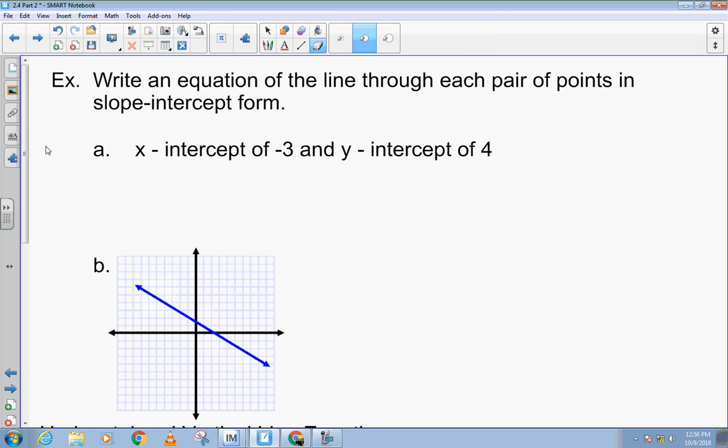Okay. Here's another one. Just write the equation of a line for each pair of points in slope-intercept form. Alright, so they give us the x-intercept and the y-intercept. What does that mean, what's an x-intercept? It intercepts the x-axis. What would the ordered pair for that be?